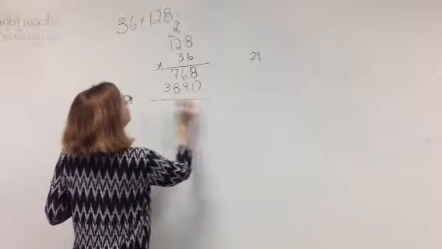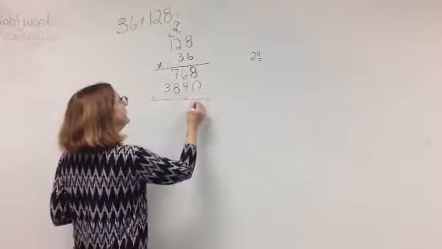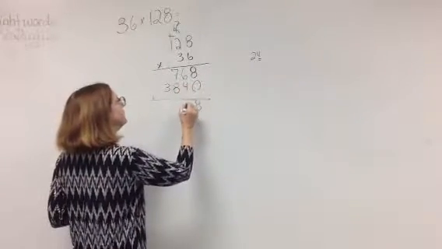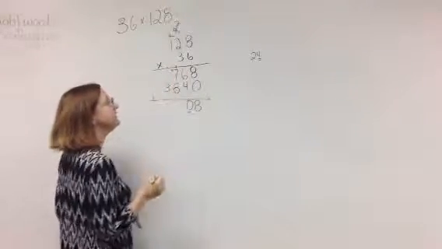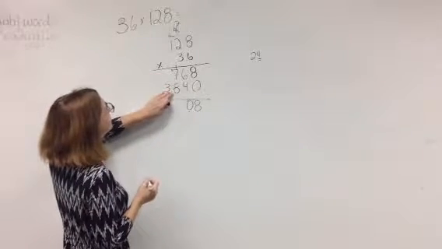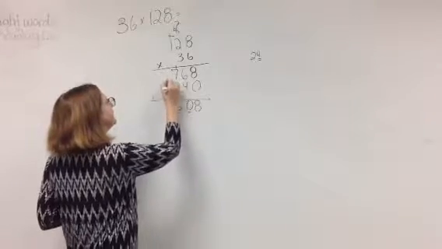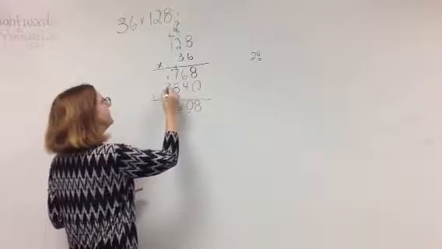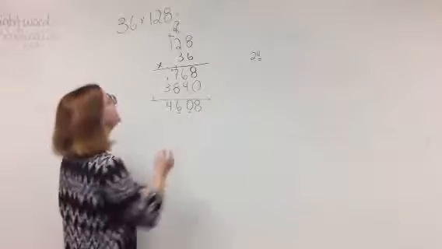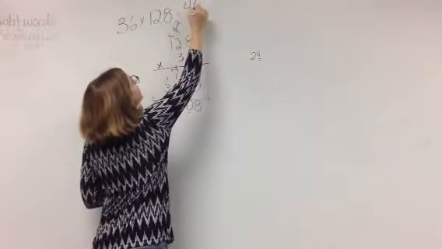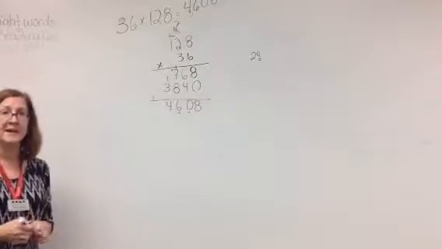Now I've lined up my numbers nice and neat, and I'm going to add them. 0 plus 8 is 8. 6 plus 4 is 10. I only put the number from the ones place, and I regroup the number in the tens place. 7 plus 8 is 15, plus 1 is 16. I'm putting the number in the ones place and regrouping the number in the tens place. 3 plus 1 is 4. So my answer is 4,608. Now, what if I wanted to check my answer?